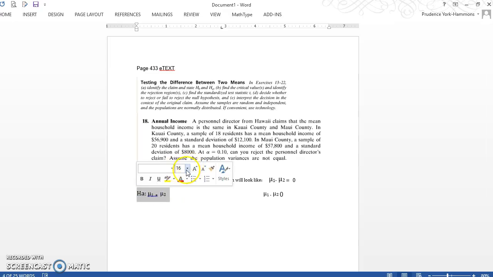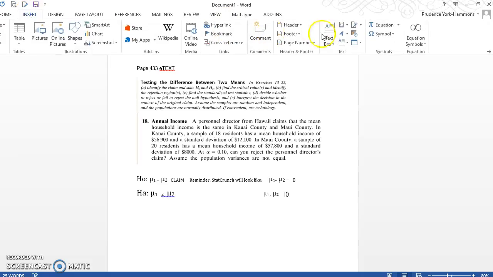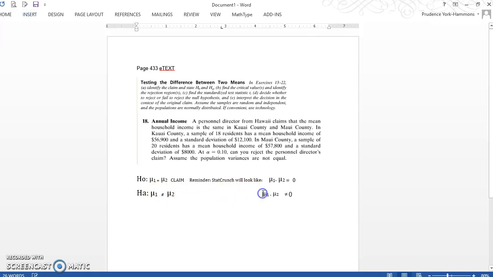Maybe I can make that just a little larger for you there. So that's the not equal symbol. Now, as a reminder, StatCrunch is going to use the difference. So if mu1 and mu2 are equal, then their difference is 0. And if mu1 and mu2 are not equal, then their difference is not equal. So I would insert the same symbol, the not equal sign that I did for H sub A over there. Now remember, in this case, mu1 is going to be Kauai County and mu2 will be Maui County.